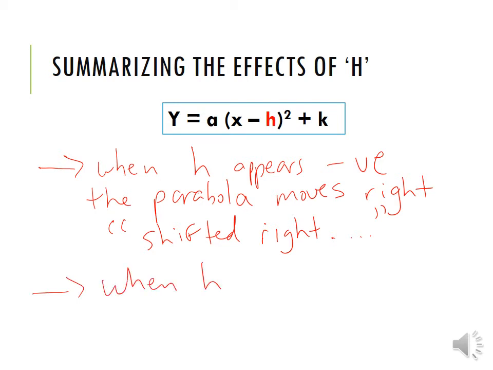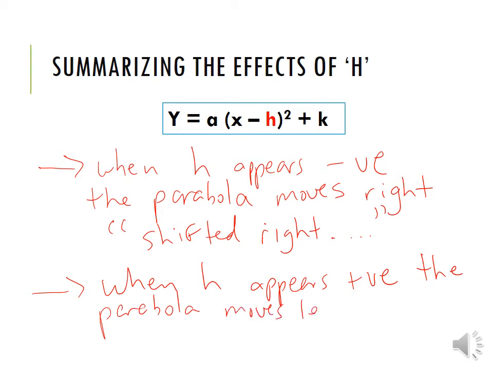When h appears positive, the parabola moves left. Again, kind of opposite to what you think. And we would just say shifted left, however many units it is.